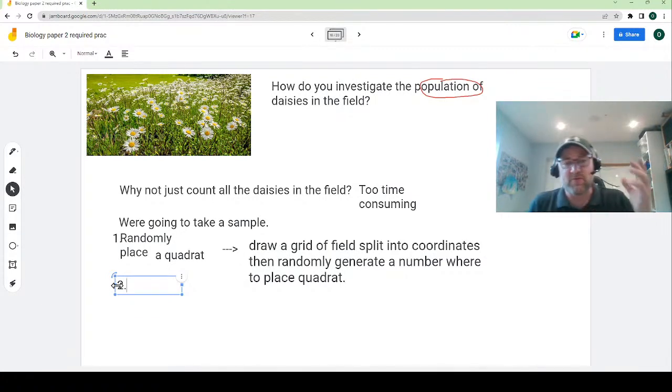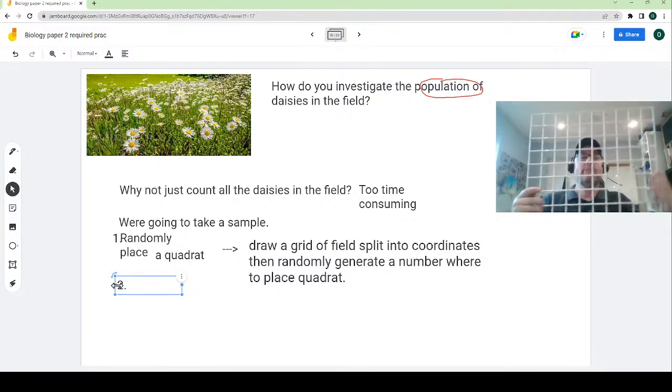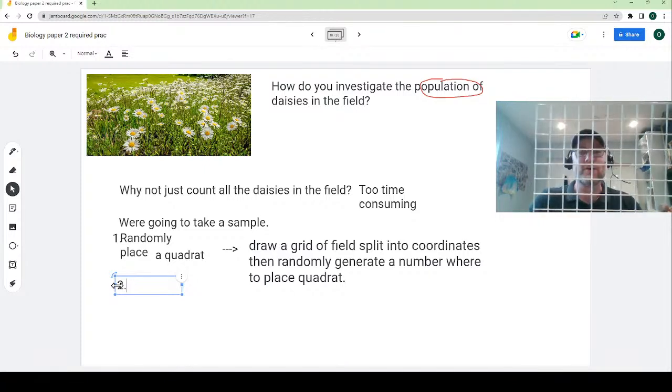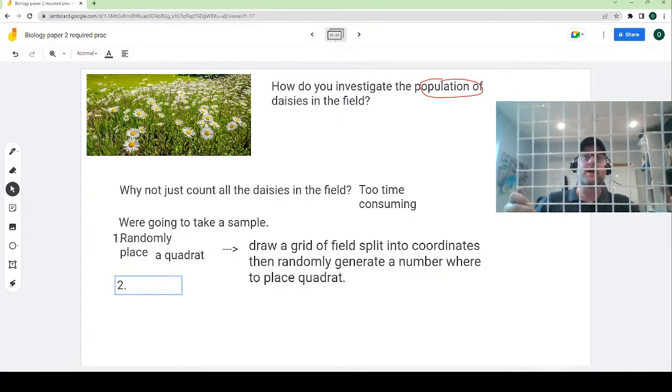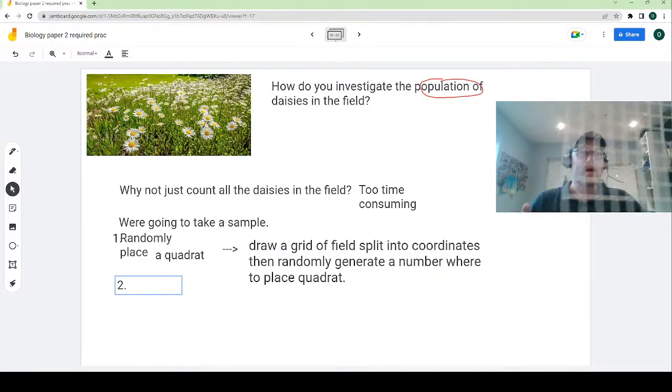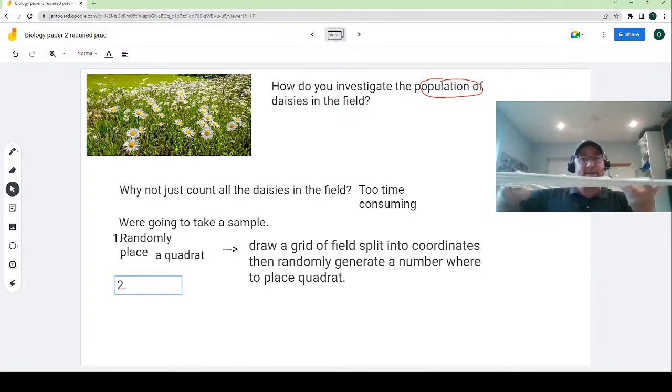Okay, so what next? So randomly place a Quadrat. Right, my Quadrat, got one here. That's a Quadrat. That's what one looks like. Looks like I'm in prison, but that's a Quadrat. I've put my Quadrat down. What do I do next? Now my Quadrat is down. What should I do next?